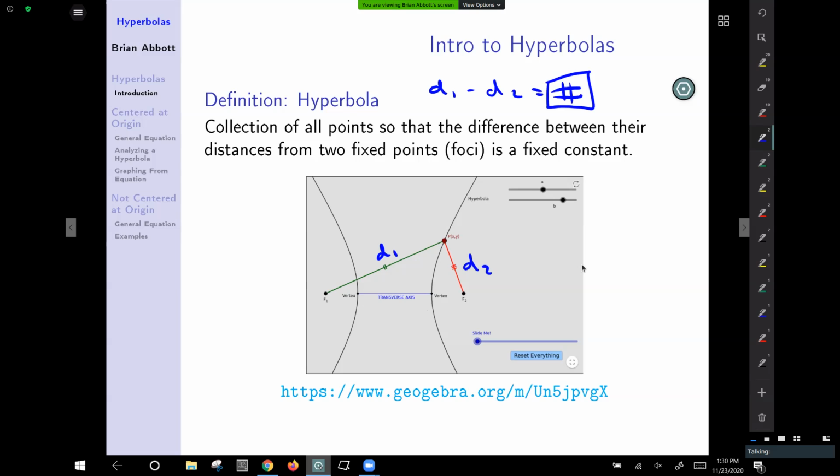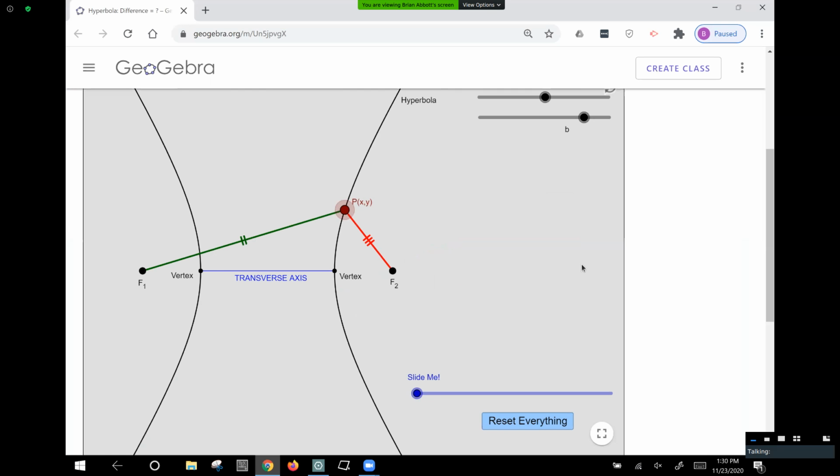But for any point, if you change this, let's take a look at this applet real quick and see if we can illustrate that relationship. Okay, so we've got our foci, we've got our vertices, and we've got this line that goes through the middle of the hyperbola. We'll call that the transverse axis going through the vertices.